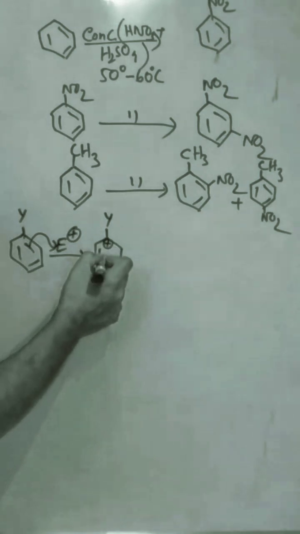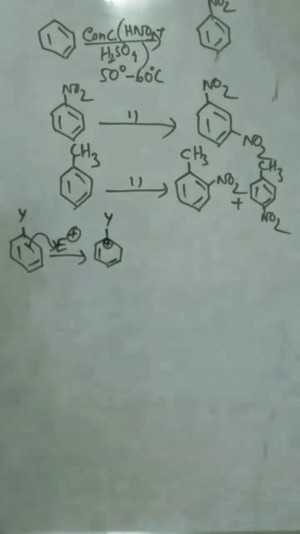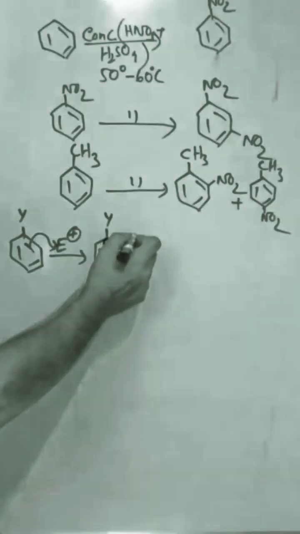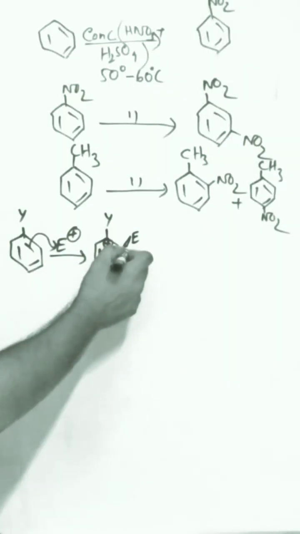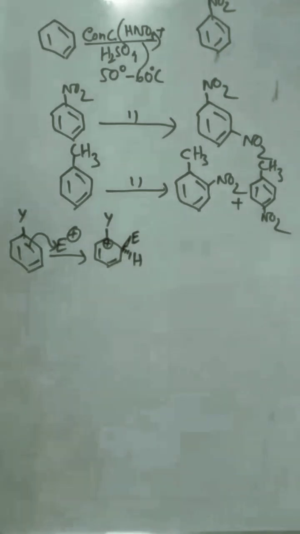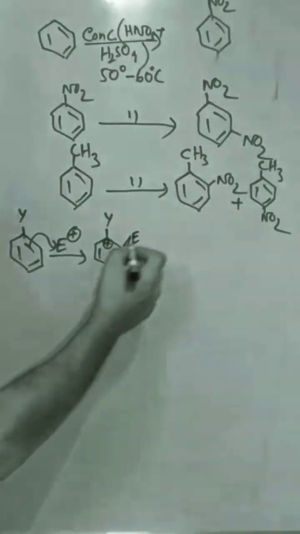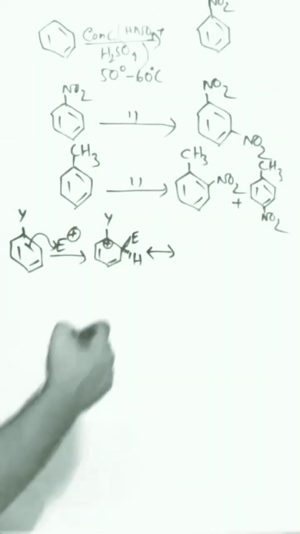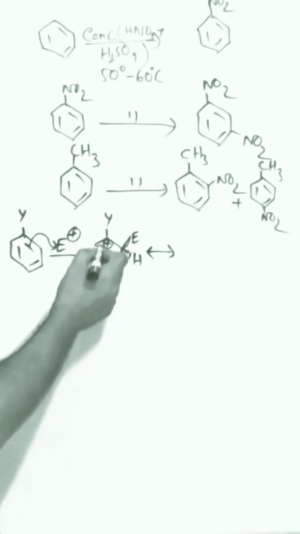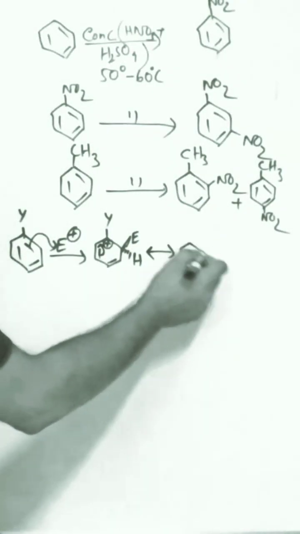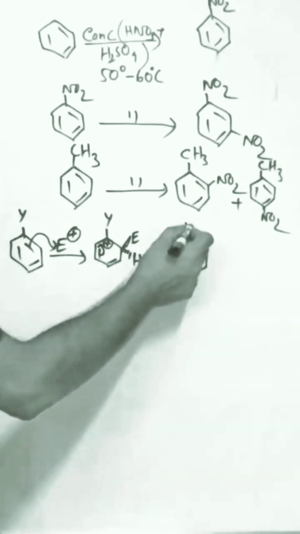The positive charge comes over the carbon which is bearing the substituent already present. Now this electrophile comes above the plane, and the hydrogen which was already present goes below the plane with respect to the plane of the benzene ring. Then some resonating structures we can have, and that is this pi bond shifts to this carbon to form another resonating structure.